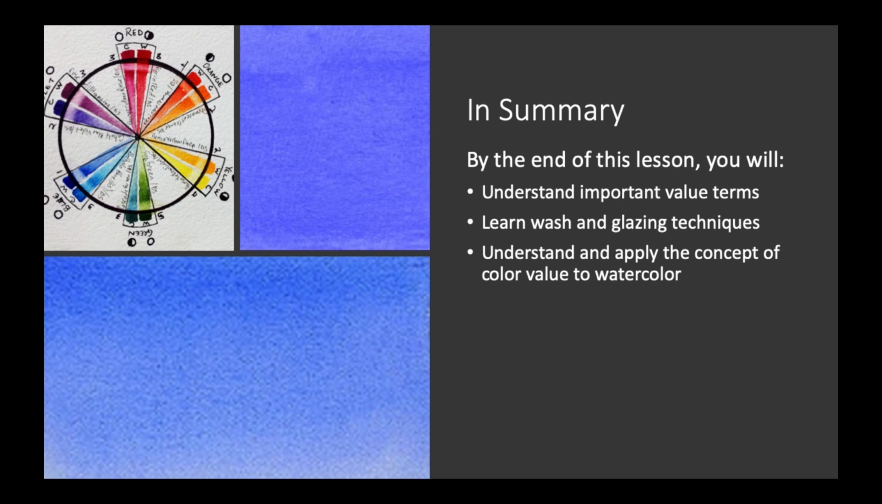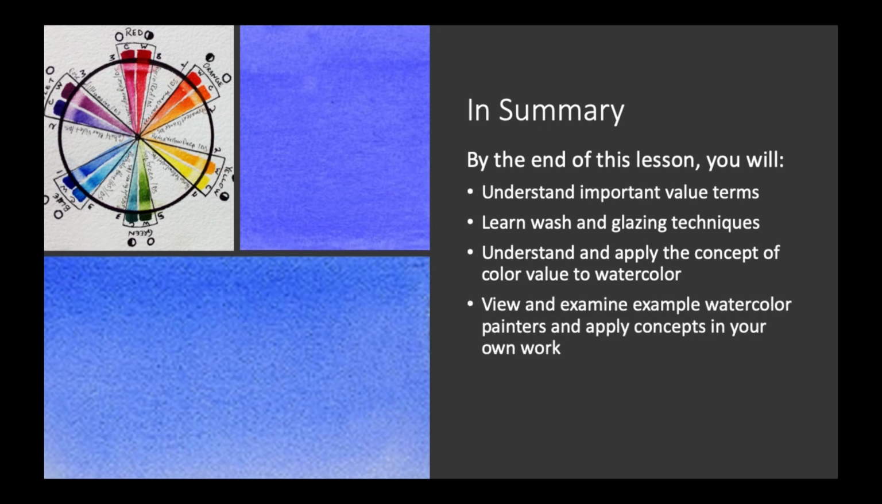You'll also understand and apply the concept of color value to a watercolor painting. Why is it important to understand value? We want to create a sense of distance, we want to create a sense of dimension, and we want to create a sense of drama. You're going to be able to view and examine example watercolor painters and apply the concepts into your own work or use them as a creative starting point. You're going to complete a color value chart and paint a monochromatic painting.